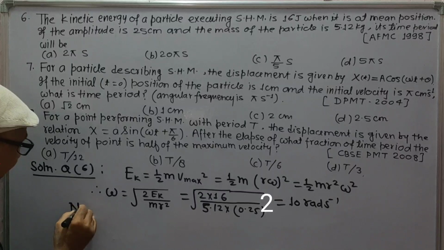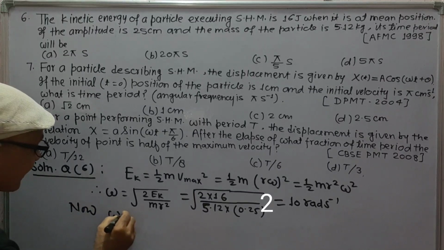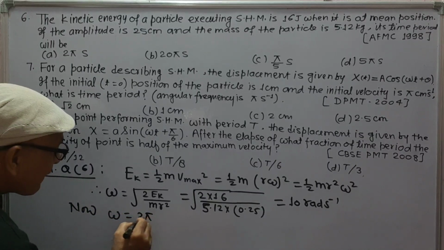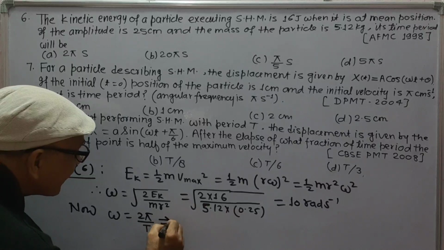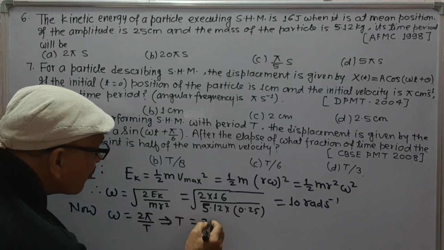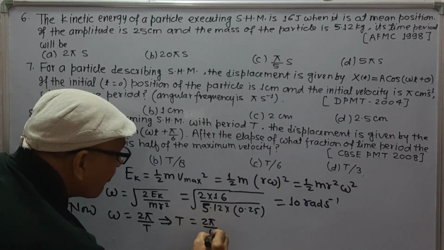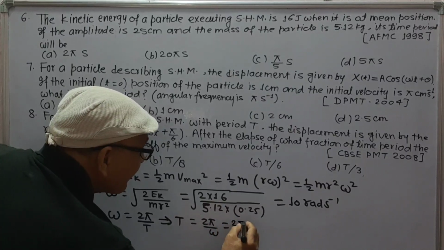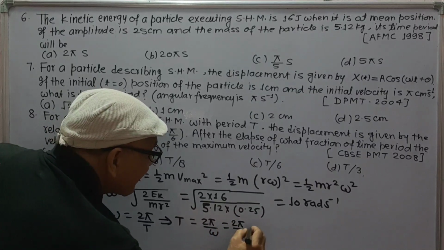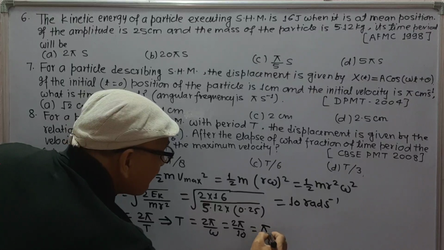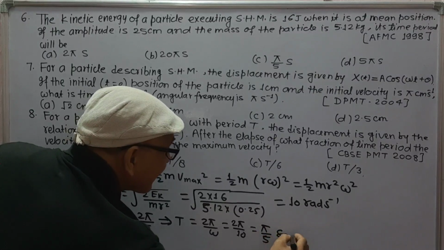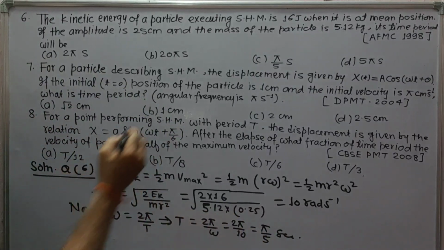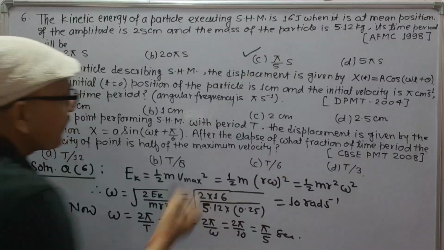Now, omega is 2 pi by T. Therefore, T will be equal to 2 pi by omega, which is 2 pi by 10, means pi by 5 seconds. So, the correct option will be C.